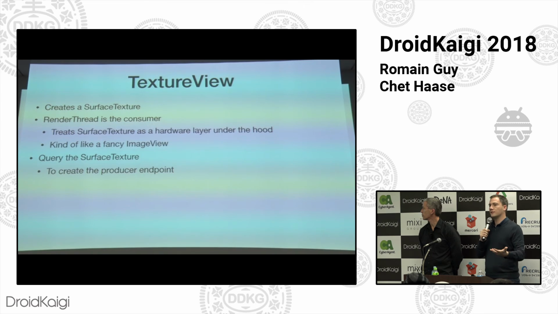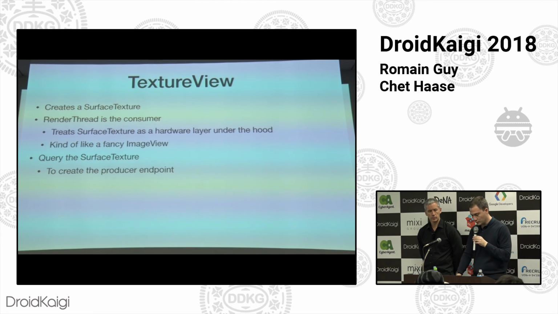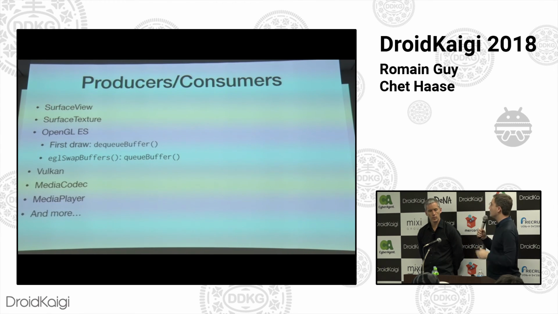So you can think of it as a fancy image view where instead of showing just an Android.graphics.bitmap, you're showing this surface texture thing, whose content can be changed dynamically by anything in the system like the camera or media player. So we give you access to the surface texture object, so you can create the surface, the producer endpoint, and you can give that to any number of the other APIs that we have on Android to produce content. So we have a lot of producers and consumers on Android. We talked about surface view, surface texture.